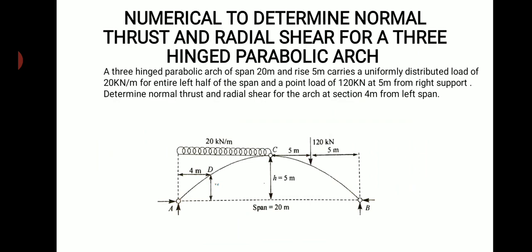I have taken a three-hinged parabolic arch whose span is 20 meters and rise is 5 meters. It carries a UDL of 20 kilonewton per meter over half of the span from the left side. Therefore, the UDL span is equal to 10 meters. The total height of the rise is 5 meters, and it also carries a load of 120 kilonewton at 5 meters from the right support. Therefore, another 5 meters runs from C to the load itself.